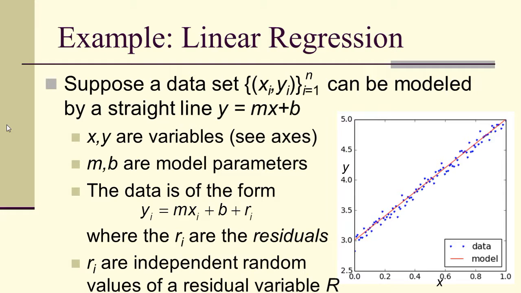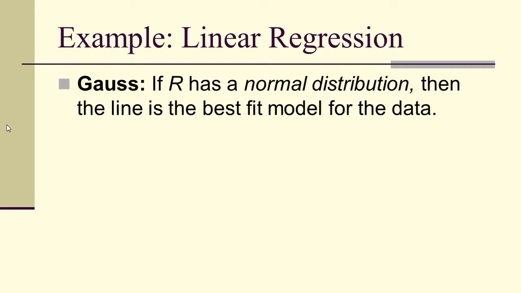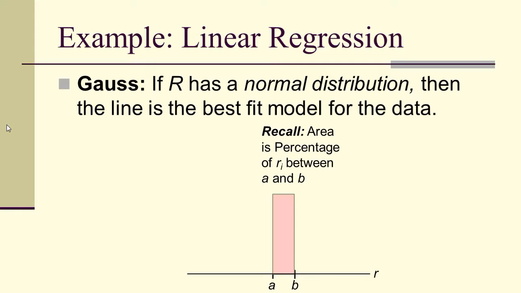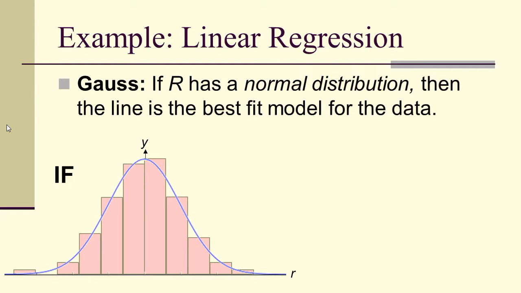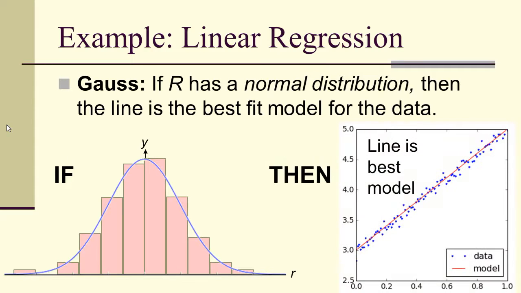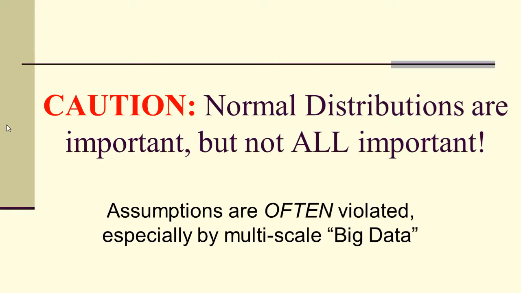And the r sub i are independent random values of a residual variable r. Gauss showed if r has a normal distribution, the line is the best fit model for the data. What do we mean by that? Recall the area is the percentage of the r sub i's between a and b, the area of a bar over a and b. So if we get the residuals having a Gaussian distribution-like histogram, then the line is the best model. But you've got to be careful.